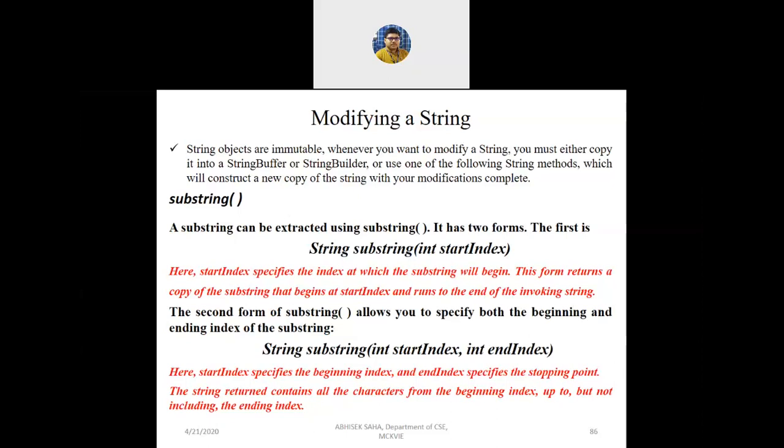So if you want to modify it, it uses one of the following methods, like substring. The method that we are using first is substring, which will construct a new copy of the string with your modifications complete. Fine. That will create a new copy. Try to understand this thing. So what does the substring function do?